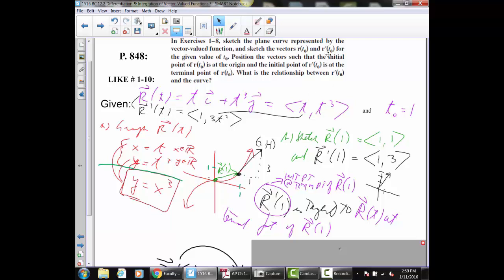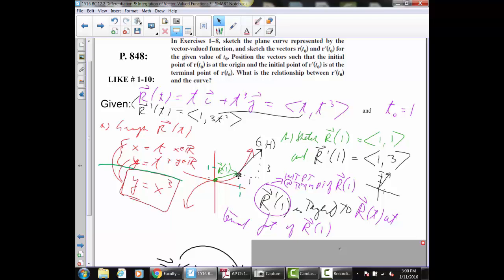Then they also want us to find r prime of t0 and sketch it. So r prime of t, if we take the component form, derivative of t is 1, derivative of t cubed is 3t squared. Replacing those t's by 1, we get the vector 1, 3. Now here's the deal. They want you to attach the initial point of r prime to the terminal point of r of t0. So here's our terminal point. We're going to put our initial point here, and then I'm going to move right 1 and up 3.